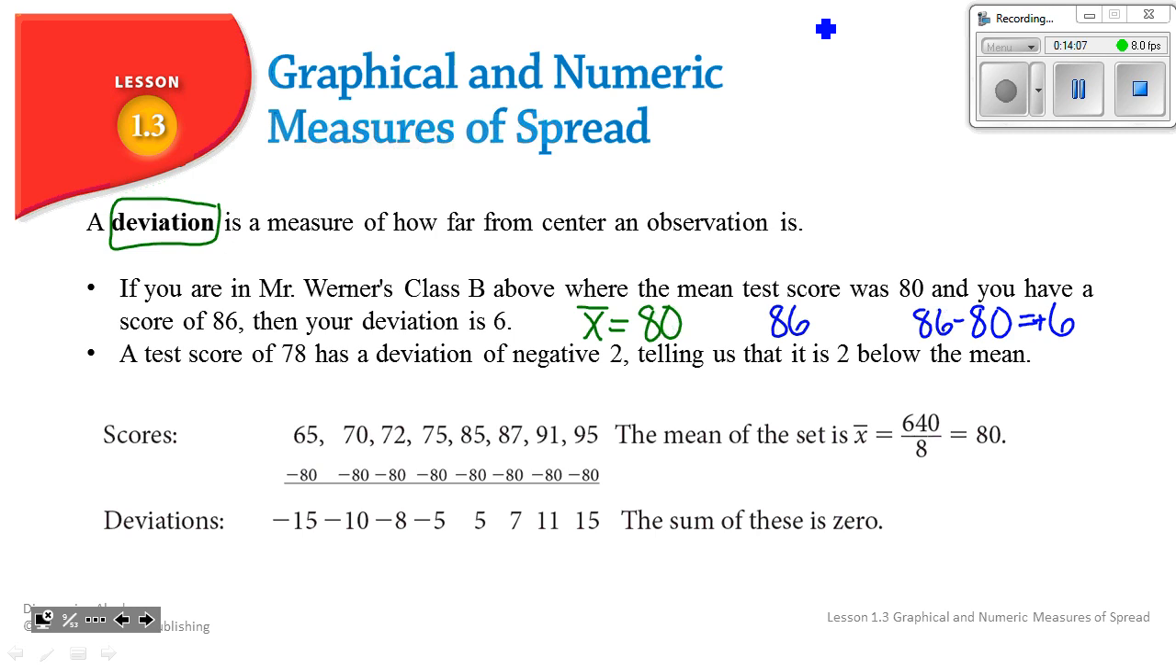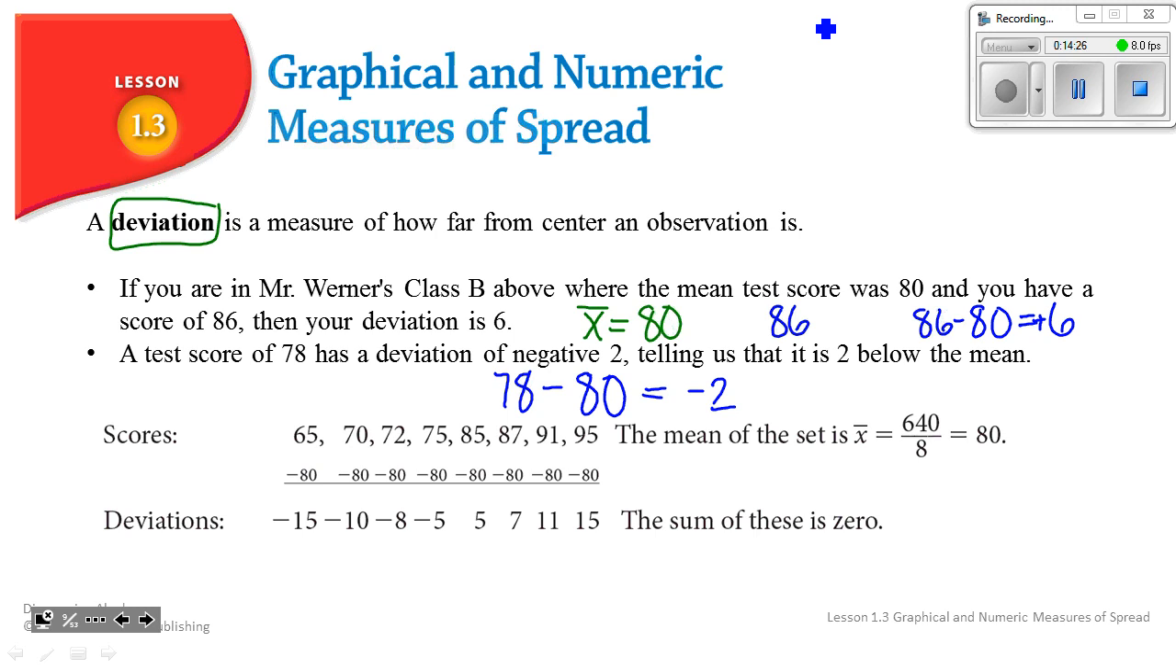A test score of 78 has a deviation of negative 2 because we have, again, a mean score of 80. So we're going to do 78, your score, minus 80, the mean score, and that's going to give us a negative 2 because you're below the mean score, so your deviation is a negative 2.